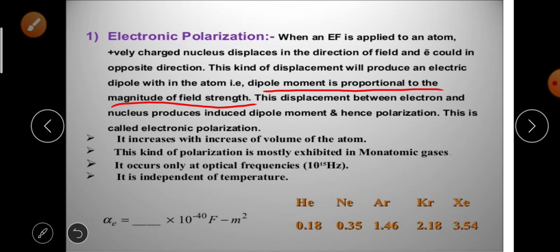It increases with increase of volume of the atom. This kind of polarization is mostly exhibited in monoatomic gases. It occurs only at optical frequencies, 10 power 15 Hz. It is independent of temperature. Alpha is equal to 10 power minus 40 F m square. Here helium is equal to 0.18, neon is equal to 0.38, argon is equal to 1.446, krypton is equal to 2.18 and xenon is equal to 3.54.